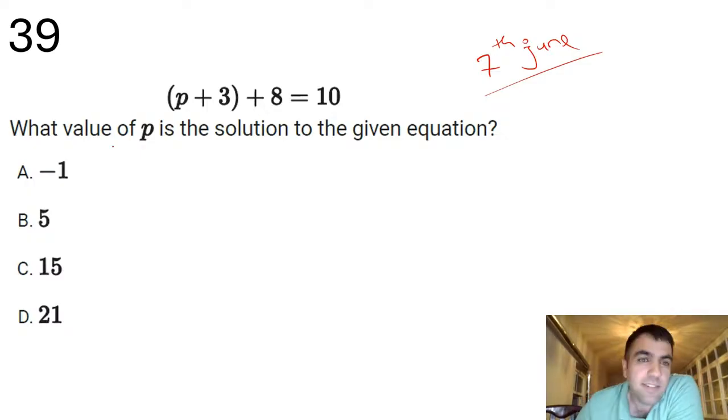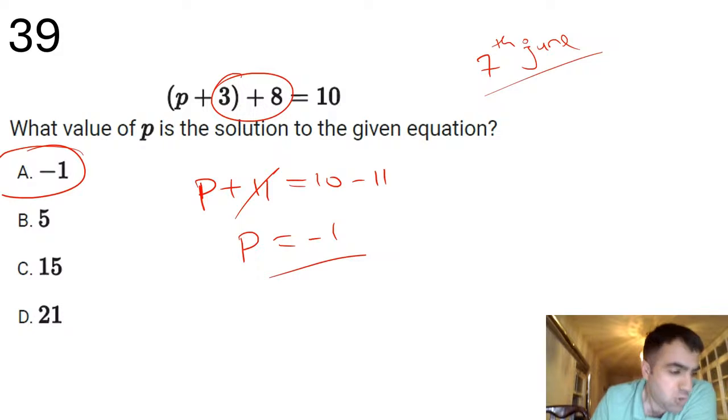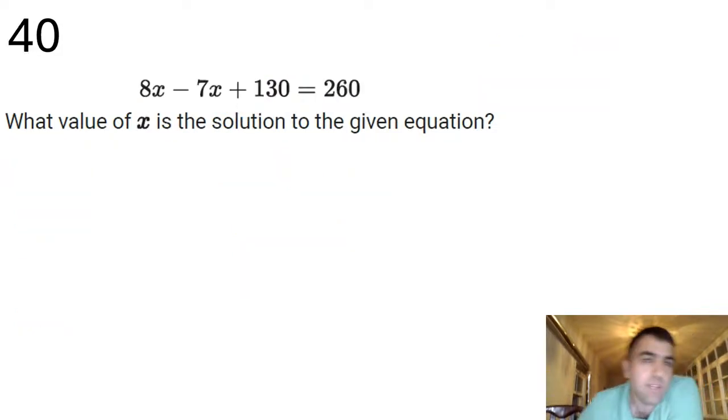Here it says it is A. Let's evaluate P plus 11 is equal to 10. And we can subtract 11 from the right side. P is equal to minus 1. The correct answer is A. Question 14.